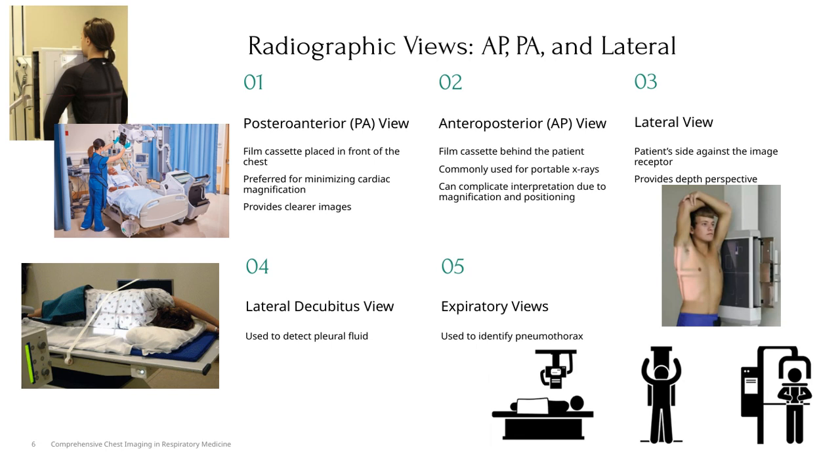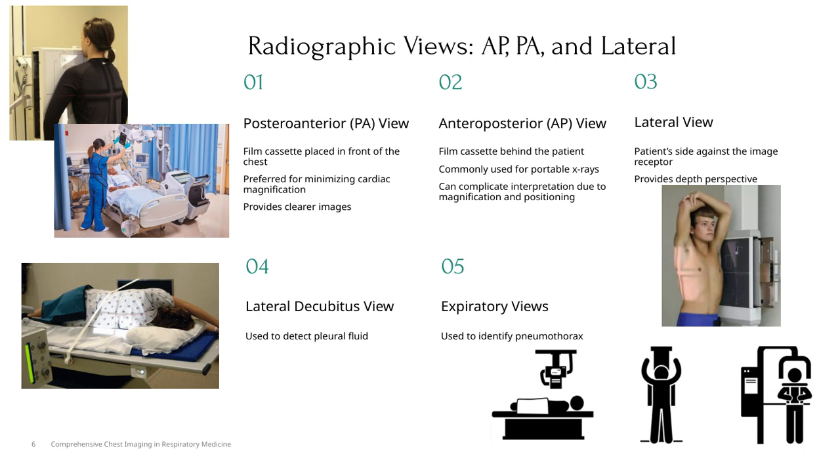Now let's discuss the lateral view. In this case, the film cassette is placed behind the patient. This view is commonly used for portable X-rays, especially in critical care settings. However, it can sometimes complicate interpretation because of magnification effects and the positioning of the patient, so we need to be cautious.